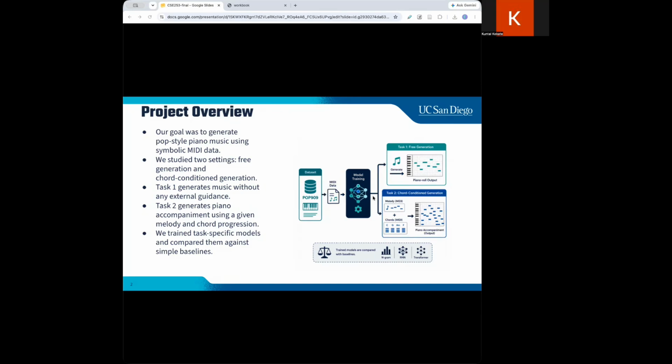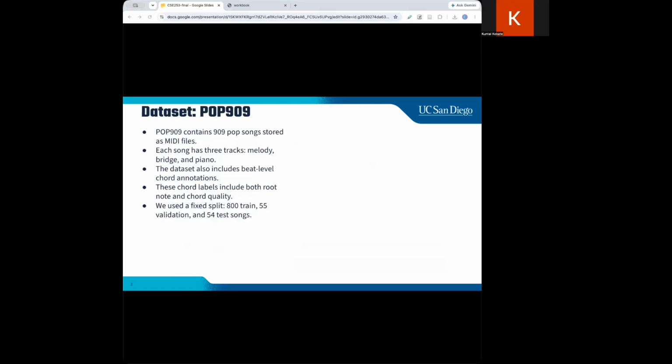We compare each trained model against three baselines: random sampling, a Markov chain, and an AMT zero shot control, which is basically a pre-trained model. So the contribution of POP909 specific training is clearly isolated.